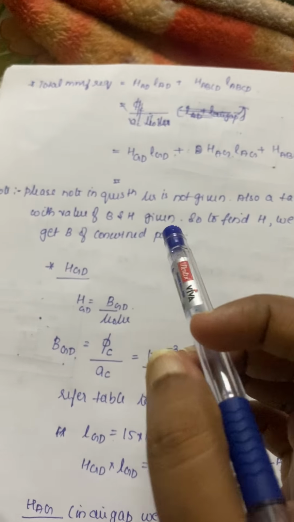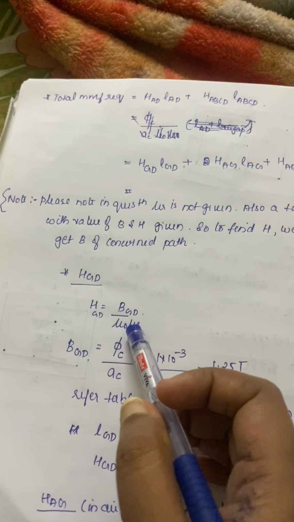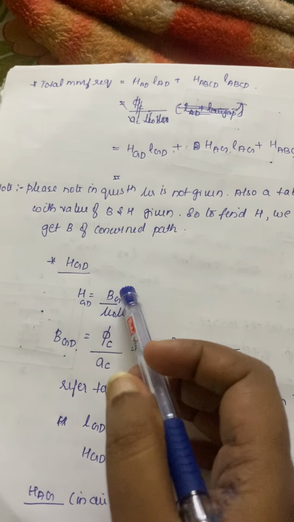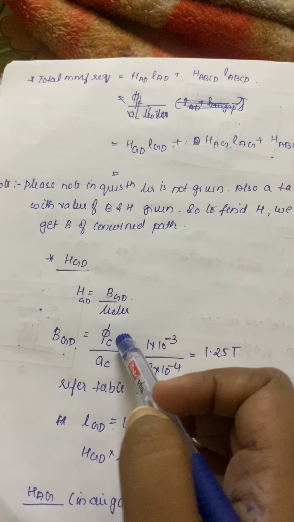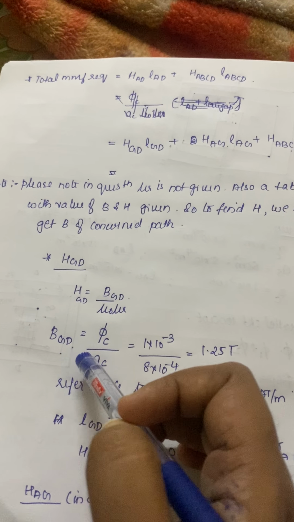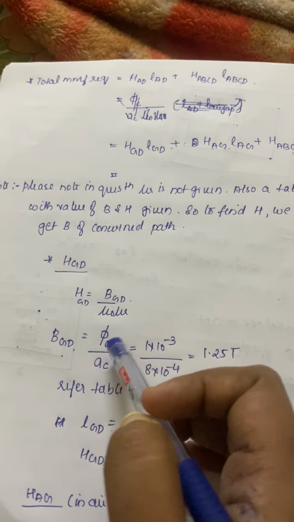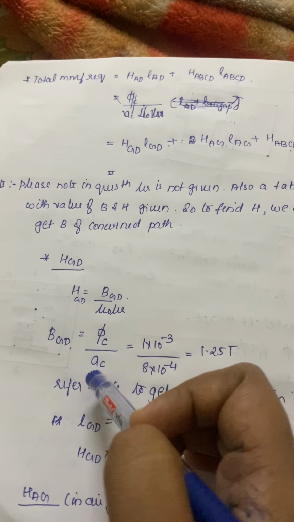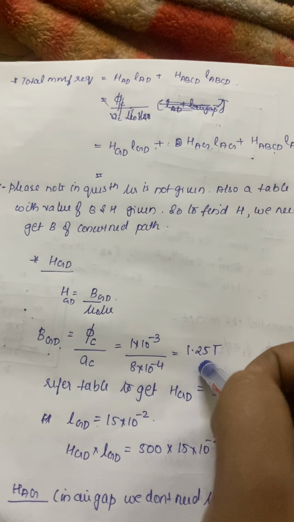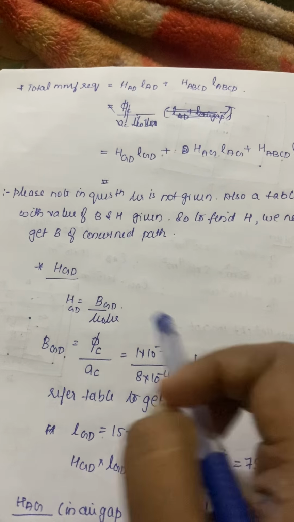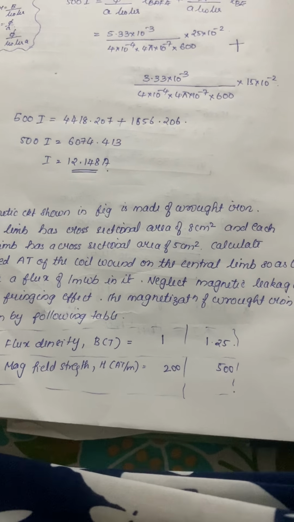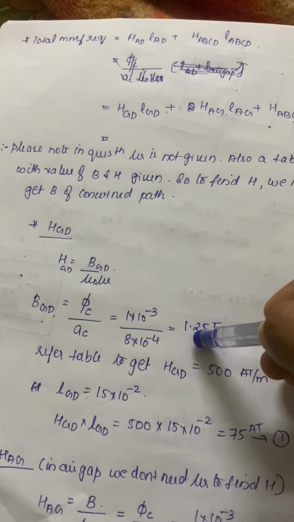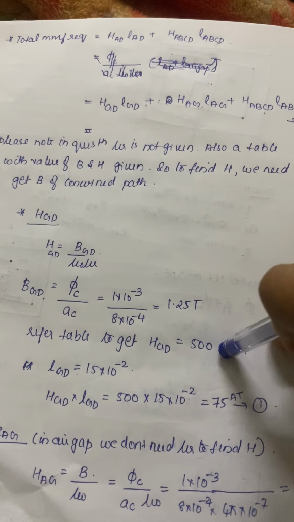To find the MMF of the GD path, we need to find H of GD. H is equal to B of GD path divided by mu 0 mu r. B is phi by area, and GD is the central limb. B of GD is equal to phi of the central limb divided by the area of cross section of the central limb, that is 1.25 Tesla. So you got the value of B. How to find the value of H? Just refer to the table. As per the table, if B is 1.25, then H is 500.